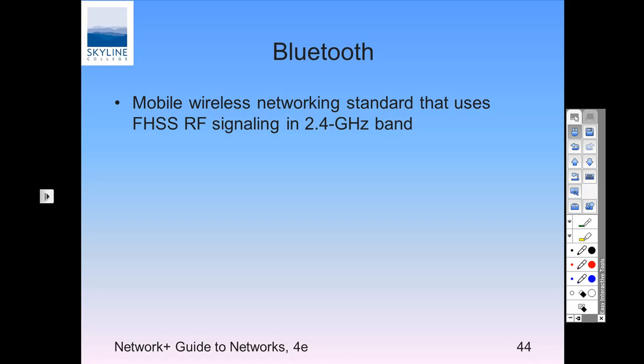Bluetooth, you guys probably have used that. I know you've used that. It uses FHSS, frequency hopping spread spectrum, an RF signal. The reason I point that out is that's what 802.11b also used, the original B. The G's use a different type of modulation. It's slow.